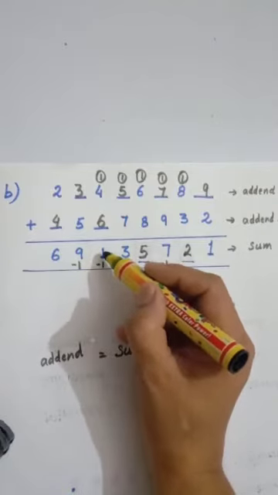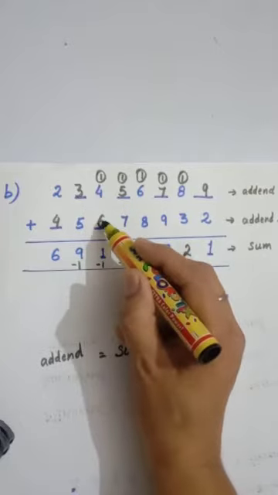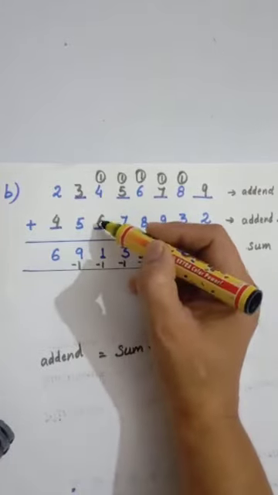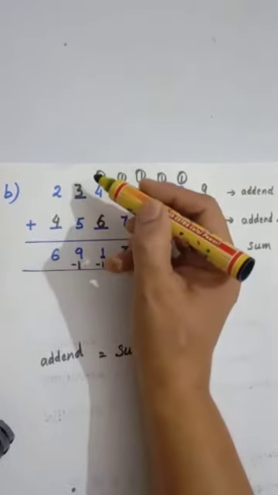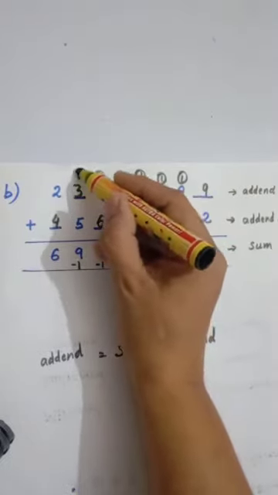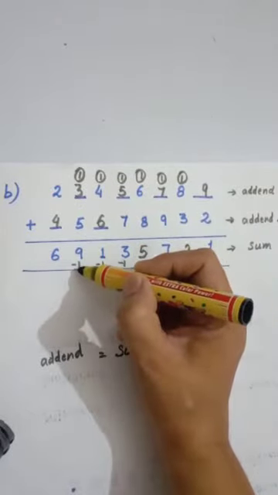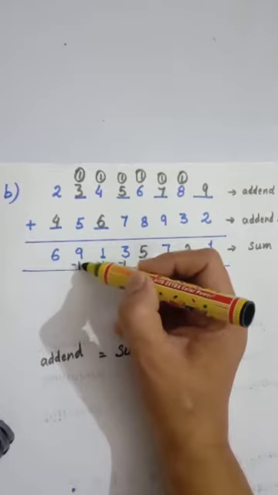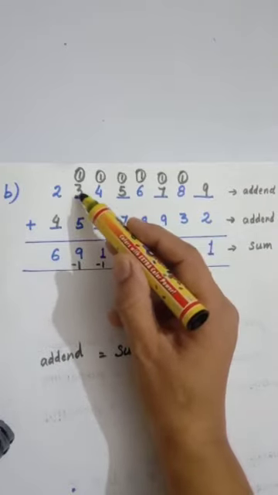Here also we will subtract 1. So 1 minus 1 is 0, that means 10. 10 minus 4 is 6, 6 will come here. 6 plus 4 plus 1 is 11, 1 carried over. Here also we will subtract from the sum. 9 minus 1 is 8, 8 minus 5 is 3, 3 will come here.